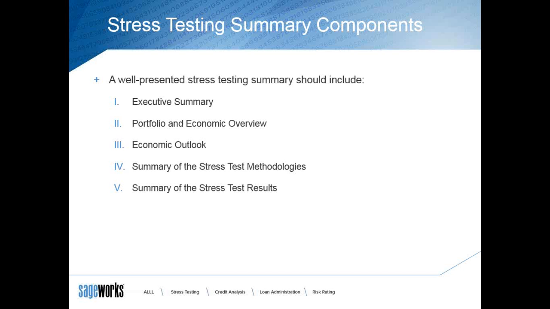We've got an executive summary, which is going to do some high-level information on the results and give it a little bit of context, followed up by a portfolio and economic overview. You want to make sure your board understands what the portfolio looks like relative to the context of the economy today. Finally, the economic outlook. Where do we think the economy is going 1 year, 2 years, maybe 3 years out? Give a little bit of context there as well.